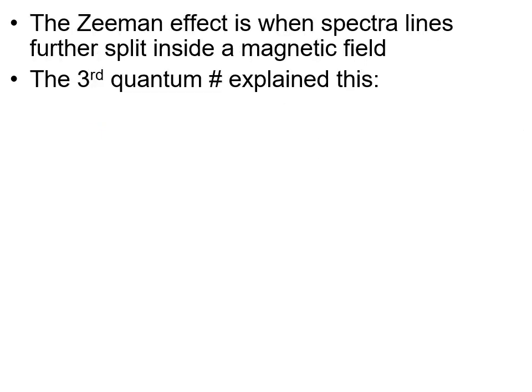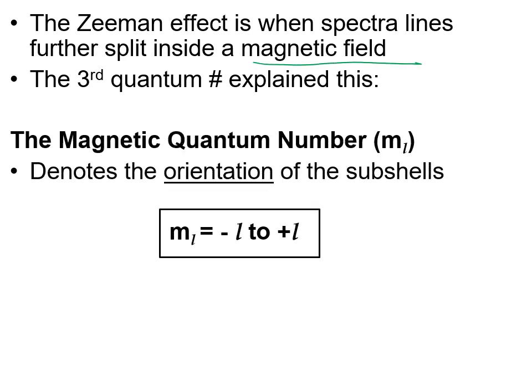So the Zeeman effect is when the spectral lines split within a magnetic field. And this told us that there's another property of these electrons, not just the shell and the subshell, the energy level and the shape, but there's something else about these electrons that's being affected by a magnetic field. And so this gave us our third quantum number. This is the magnetic quantum number. And essentially, this is the orientation of the shape. So there's a shell and a subshell, and then there are orientations of those subshells.